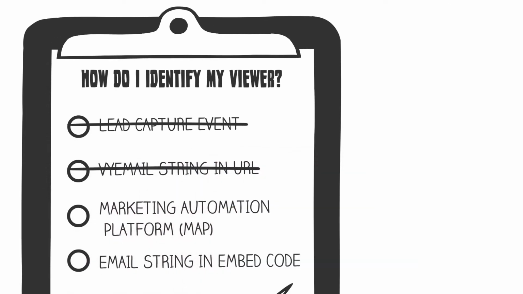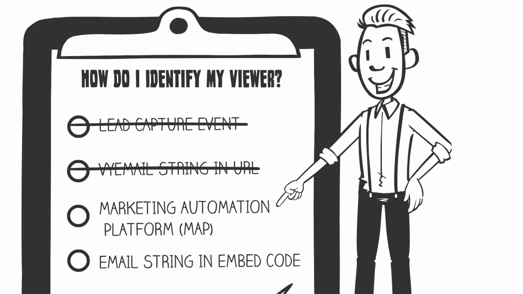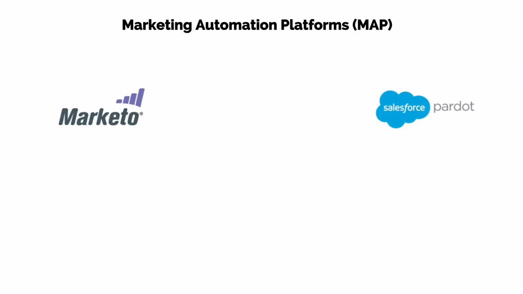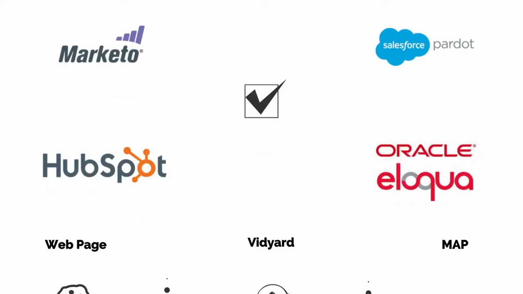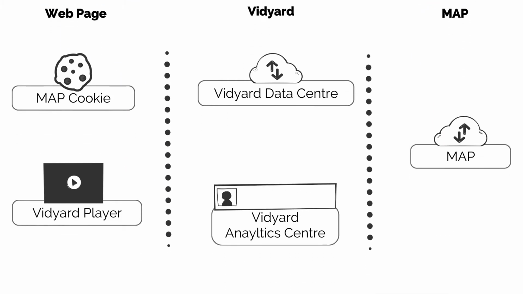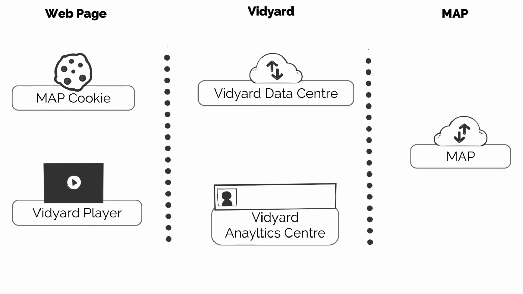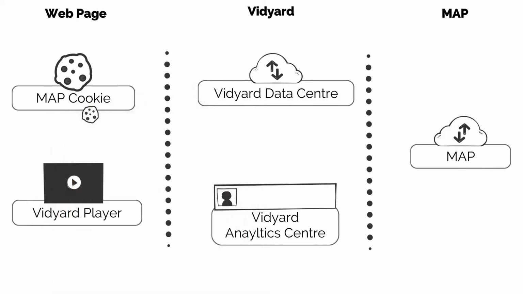Next up is identifying your viewer via your marketing automation platform, also known as a MAP. If you have a MAP integrated into Vidyard, then simply embedding a player on your scripted page should be enough to identify your viewer. Before that's possible, you will have to ensure that each potential viewer's email address has already been captured via a MAP form on your domain, or the viewer has visited your site from a MAP email that has already made the cookie association.